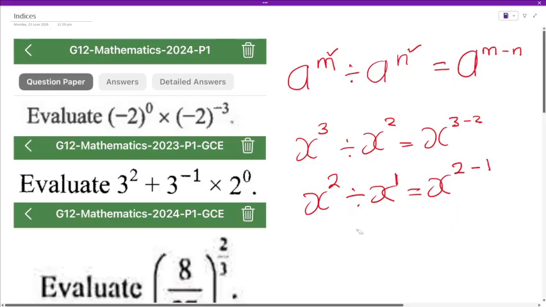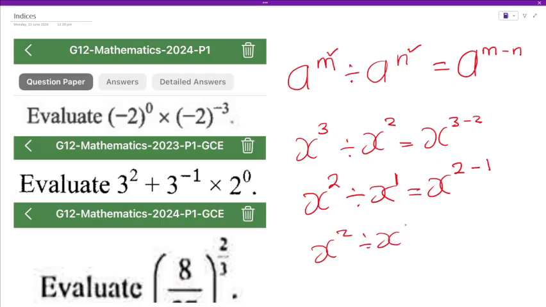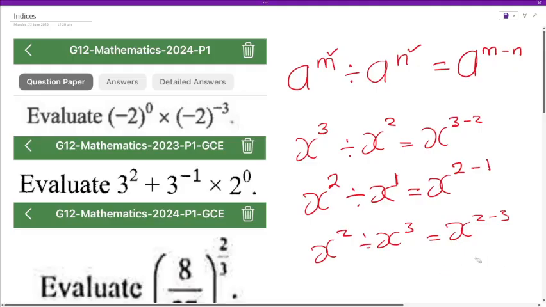Okay, so at this point I've only introduced you to this type of division where you are subtracting from a bigger number. There are scenarios where you have something like x to the power 2 divided by x to the power 3. When you subtract these values, what are you going to do? You're going to say 2 minus 3. This will give you what? X to the power negative 1. Okay, so at a later stage we will now look at what this means. Okay, negative indices. So that is that under division.